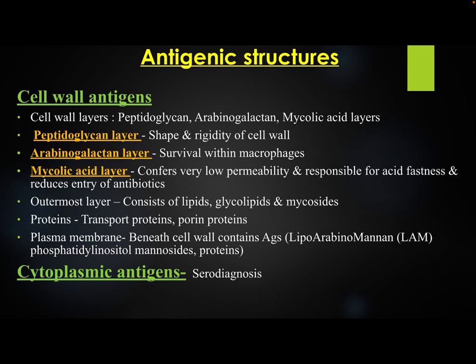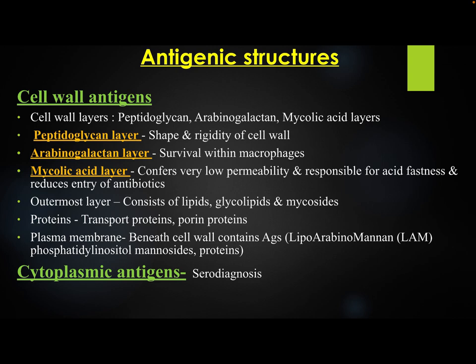Coming to the virulence factors, these organisms contain antigenic structures, that is cell wall antigens. The cell wall antigens consist of the peptidoglycan, arabinogalactan, and mycolic acid layers. The peptidoglycan layer gives shape and rigidity to the cell wall. The arabinogalactan layer helps in survival within macrophages. The mycolic acid layer confers very low permeability, is responsible for acid fastness, and reduces the entry of antibiotics.